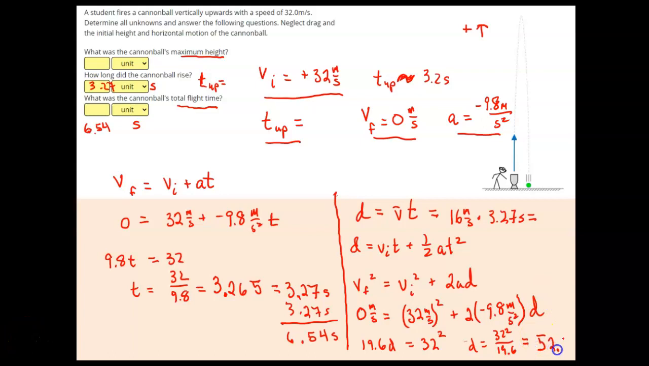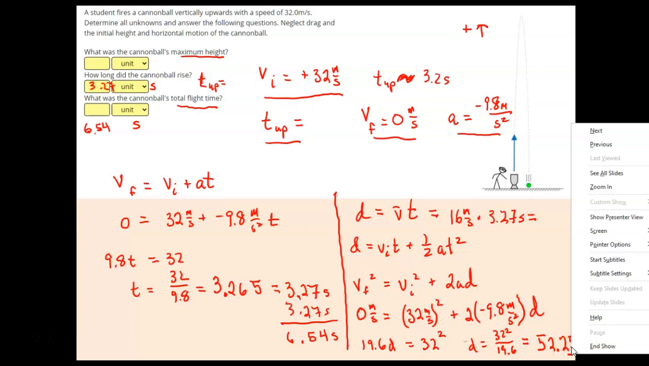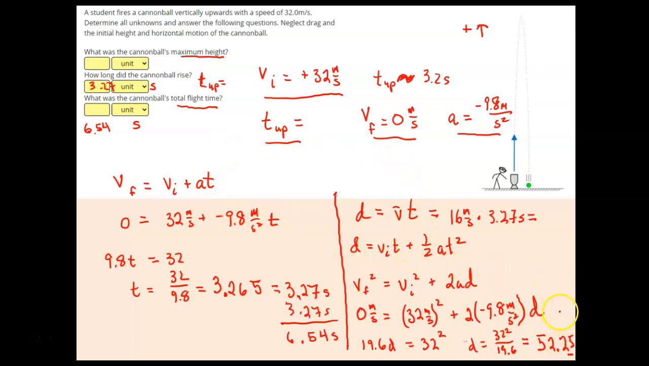I'm back from my calculator, and it came out to 52.25. So my total distance going upward was 52.25 meters, which looks about right from this perspective as well. 3 times 16 would be 48, so a little bit more than 48. That sounds about right. So 52.25 meters. Okay, so that's how we solve the problem.